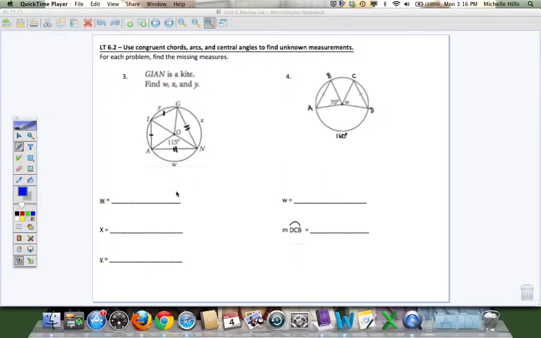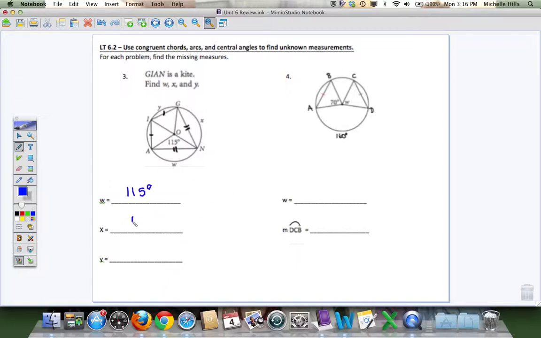So one thing that I do know is that W, the measure of this arc, has to be 115 degrees because here's a central angle, and the arc that is intercepted by the central angle here has the same measure as the central angle. So I didn't even have to show any work for W. Yay, just 115 degrees.